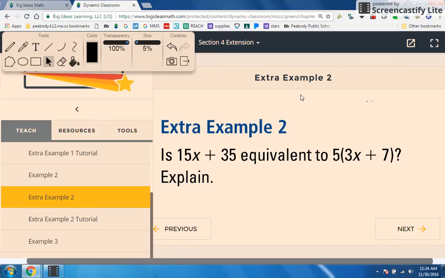All right, so see if you guys can try this one. It's just asking you if this is equivalent to this. If you actually did the distributive property to this, remember the distributive property, you're multiplying that outside number by everything on the inside. So do that out to the 7 and see if you get this. And if you do, they're equivalent. If you don't, they're not equivalent. So pause and try that one.